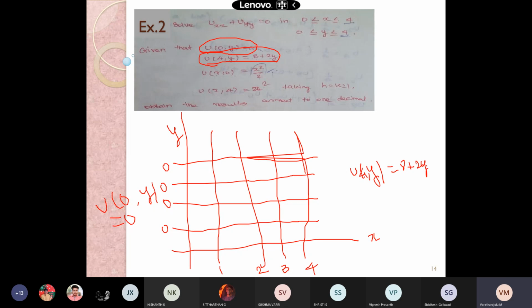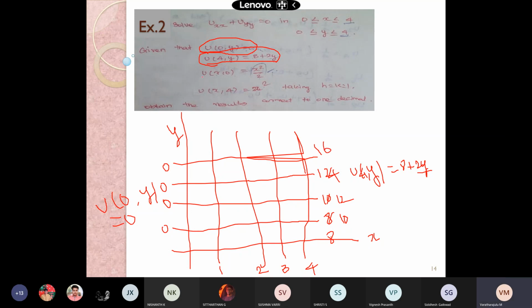When I am applying y is equal to 0, this becomes 8. When I am applying y is equal to 1, 2 ones are 2, then this is 10. 2 twos are 4, 4 plus 8, 12. Sorry, here it is 8, here it is 10, here it is 12. 2 threes are 6, 6 plus 8 is 14 and 16.